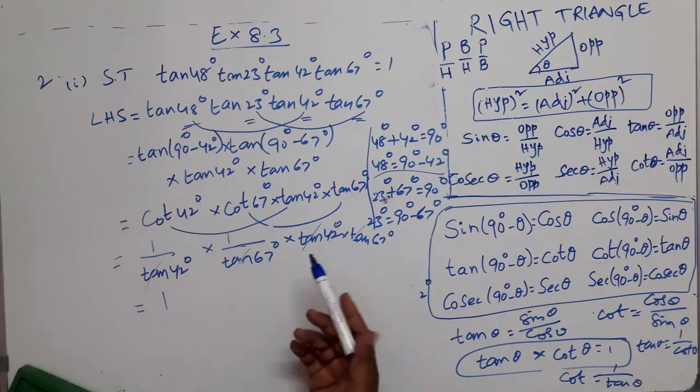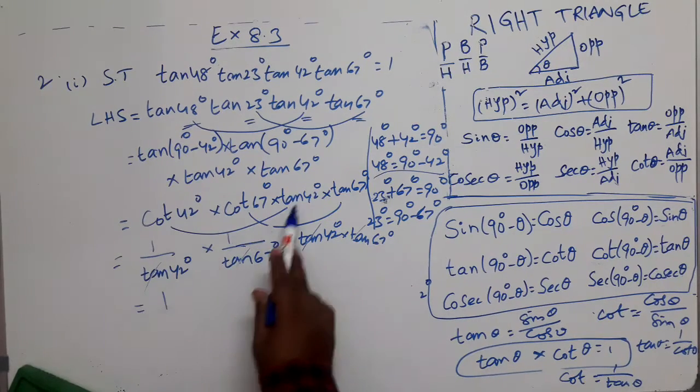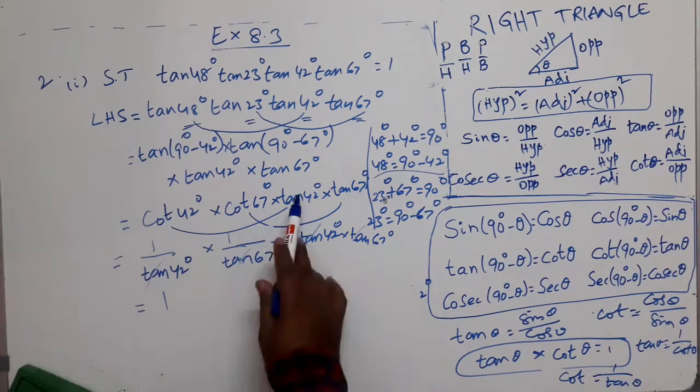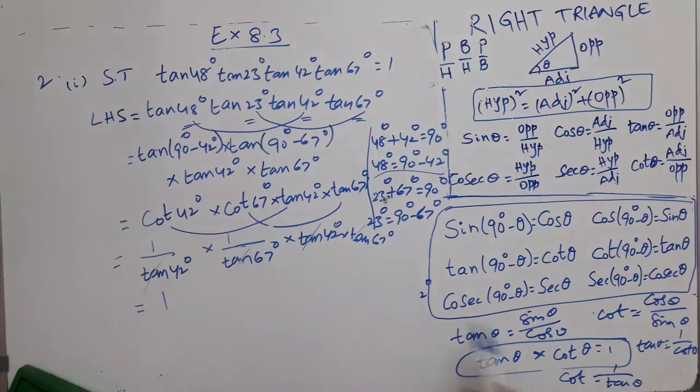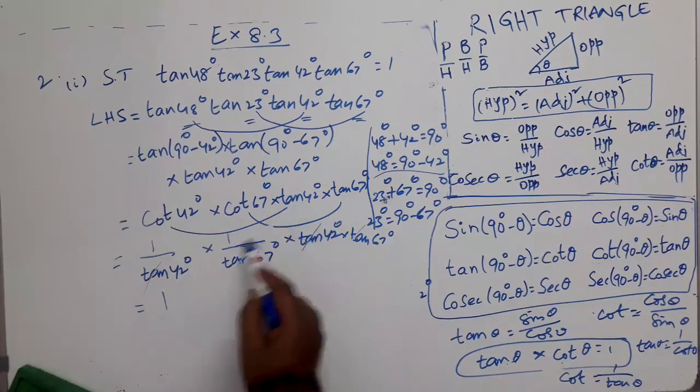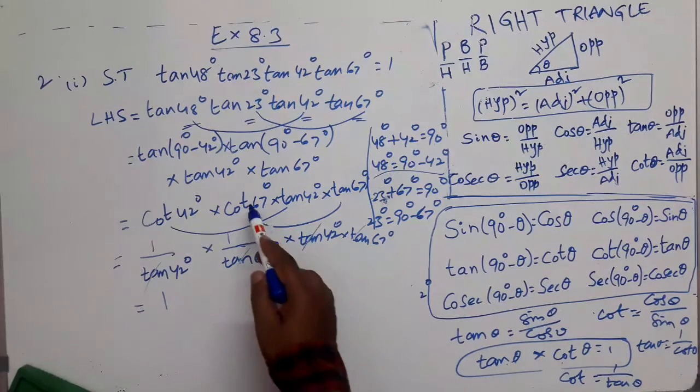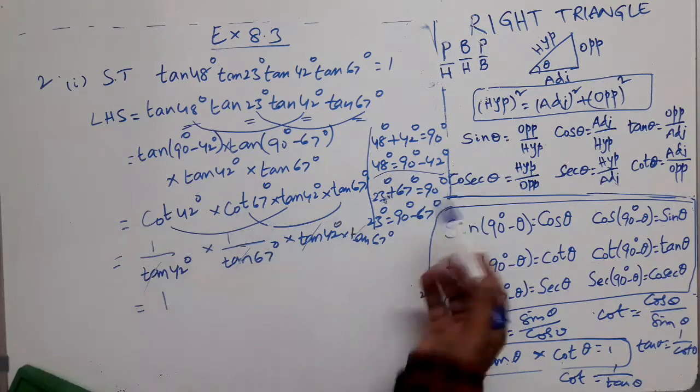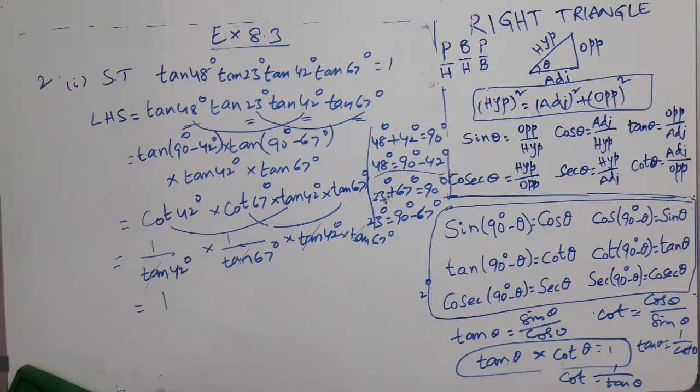Now you have observed that these two angles are same, but the ratios are tan and cot. We know that they are reciprocal of each other. Product is 1. So clearly these two give 1 and the product of these two is also 1. So 1 multiplied by 1 is 1. That's what you have done, right?